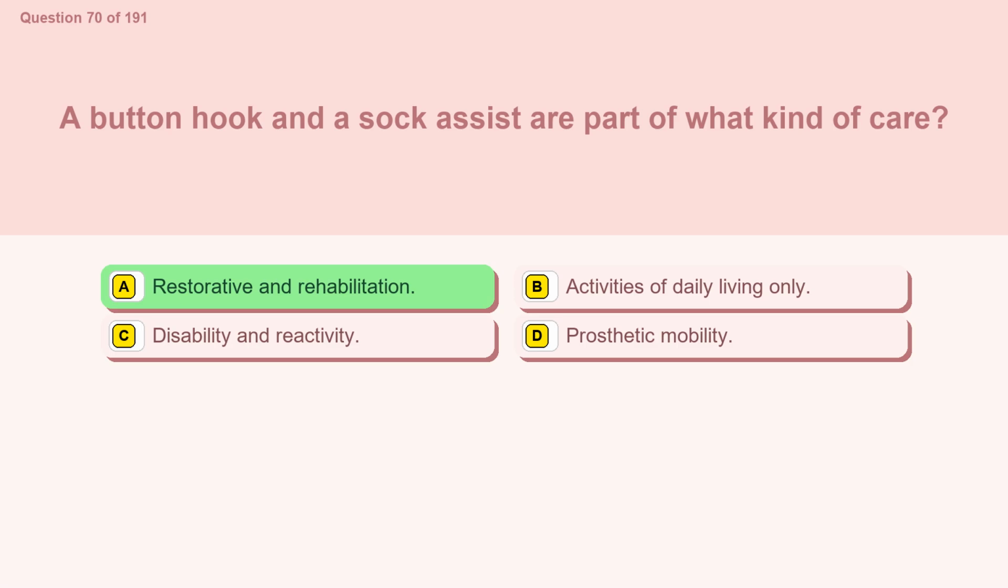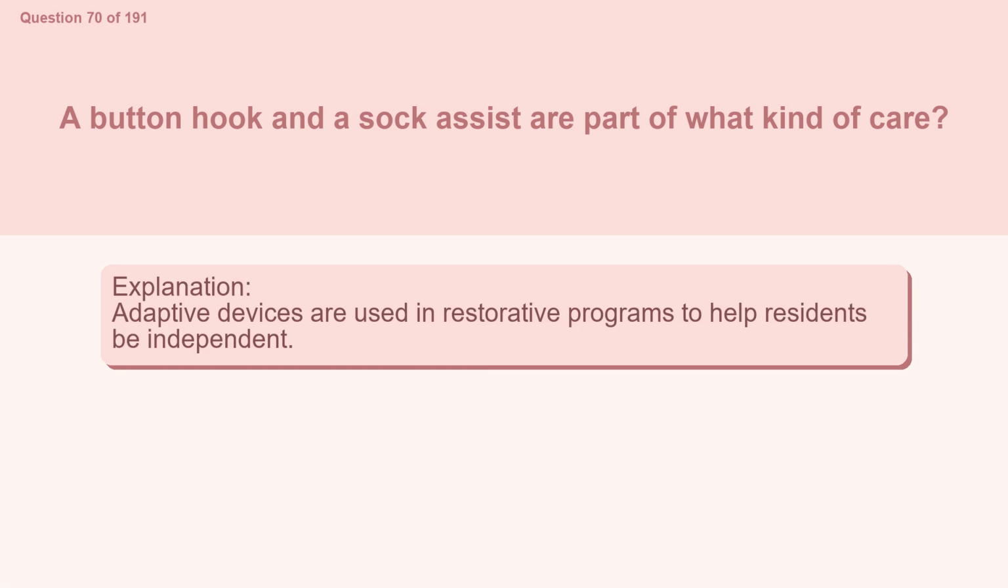The correct answer is option A. Restorative and rehabilitation. Adaptive devices are used in restorative programs to help residents be independent.